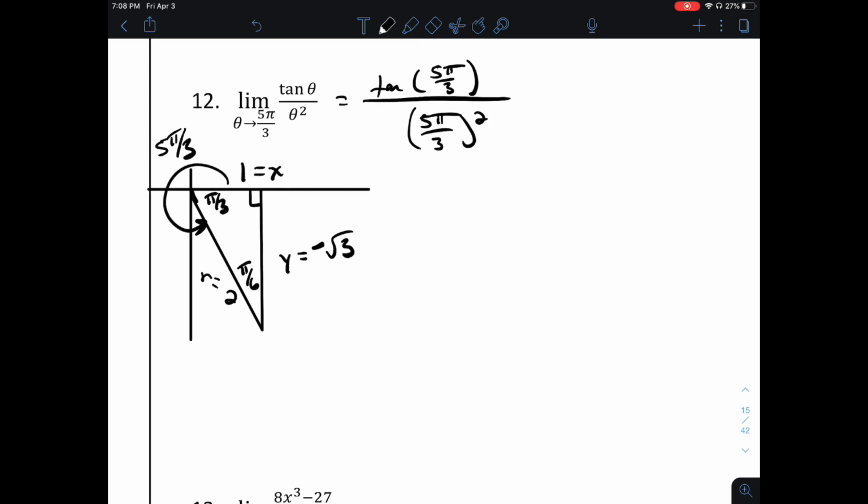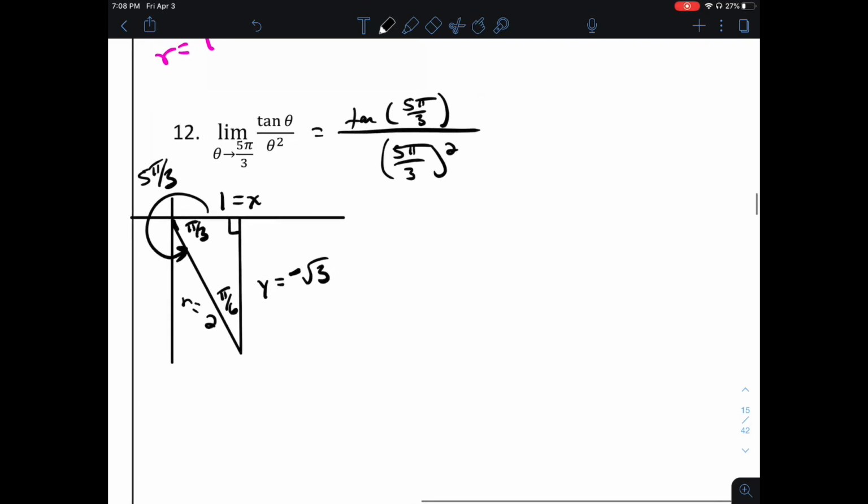Continuing with this bit of a mess, tangent of 5 pi over 3, tangent, as we know, is y over x. So that's negative square root of 3 over 1, which is just negative square root of 3. Our denominator, how do you square a fraction? Well, you square the top and you square the bottom. So 5 pi squared is going to be 25 times pi squared, and 3 squared is 9.